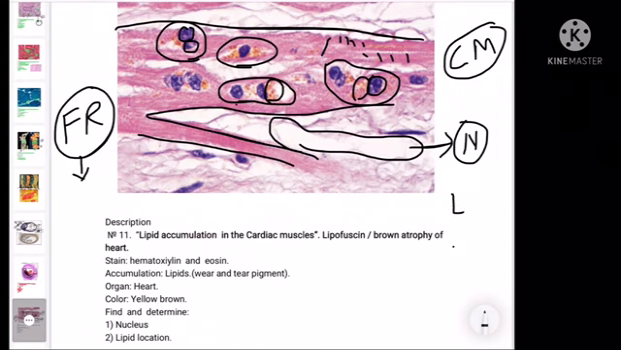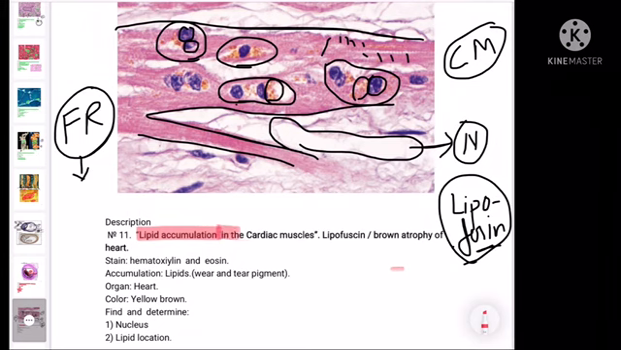So this is the lipid accumulation in the heart, that is called lipofuscin or brown atrophy of the heart, because it leads to atrophy of the cardiac muscles. Because with aging, our cell metabolism decreases. There is accumulation of free radicals that cause damage to lipids, carbohydrates, and other things. So it is also called free radical injury. It is also called wear and tear pigmentation, because it is related to age.